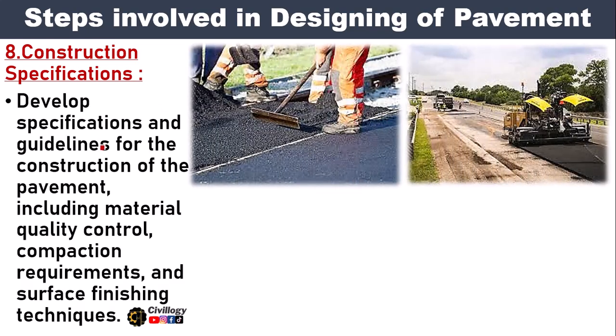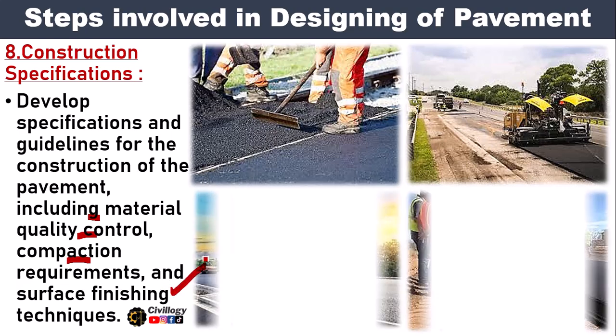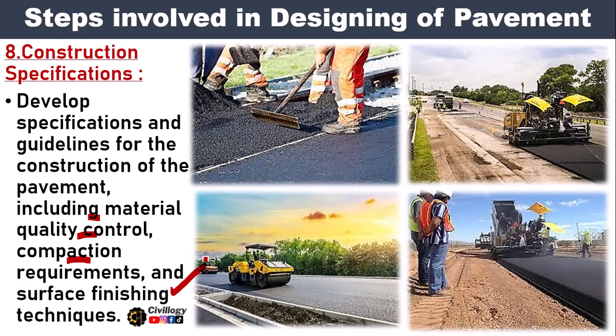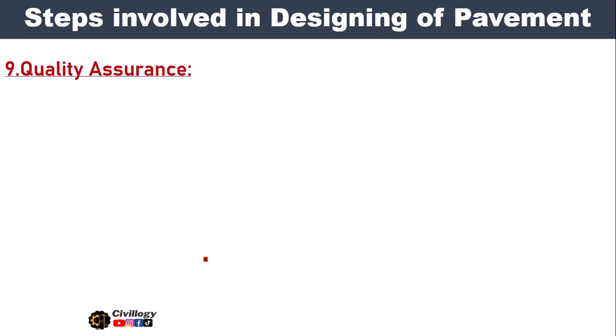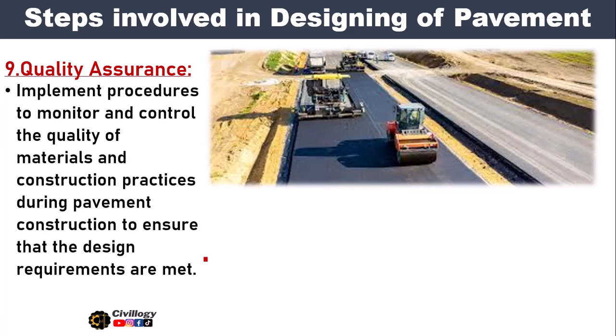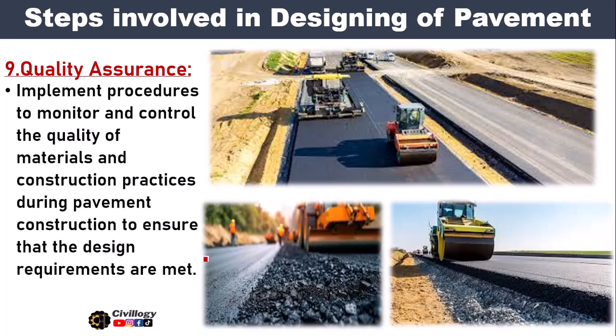The eighth step involved in designing of pavement is construction specifications. Develop specifications and guidelines for construction of the pavement, including material, quality control, compaction requirements and surface finishing techniques. The ninth step involved in designing of pavement is quality assurance. Implement procedures to monitor and control the quality of materials and construction practices during pavement construction to ensure that the design requirements are met.